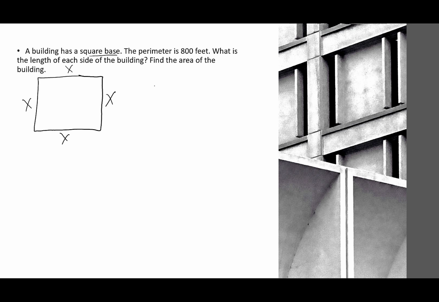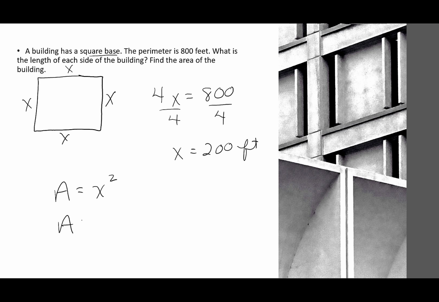So there are 4 sides, which says that 4x is equal to 800. I'm going to divide by 4, and that says x is equal to 200. And let's go ahead and put on that that is feet. So now we know the length of each side. We want to find the area. So the area of a square is x squared. So our area will be 200 squared, which gives me 40,000. Now I want to make sure I put the dimensions. This is 40,000 square feet.